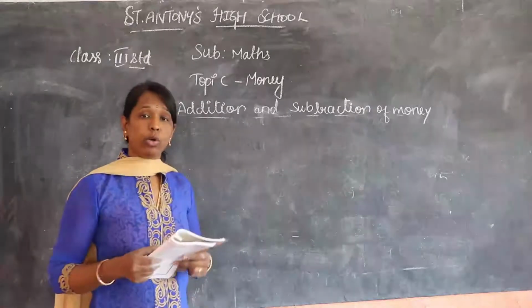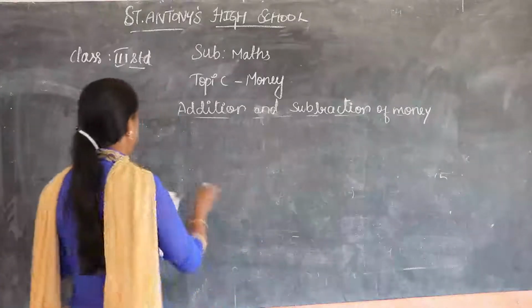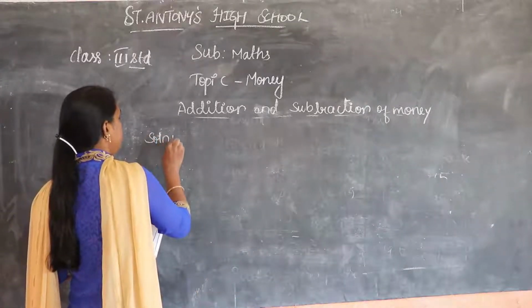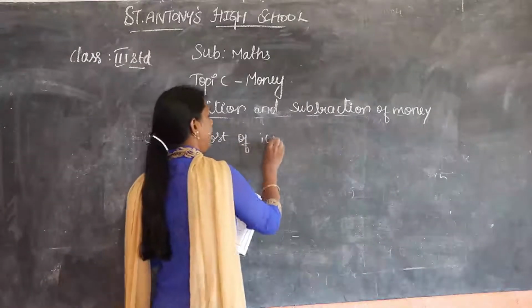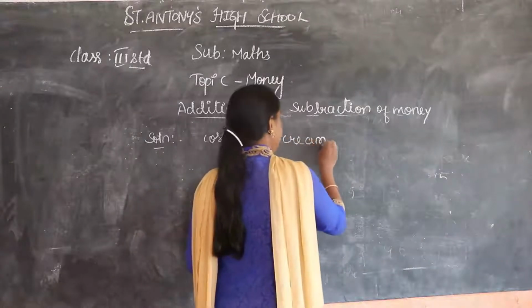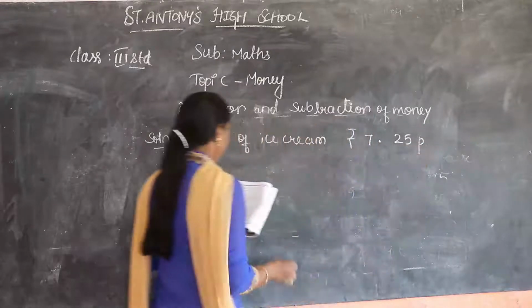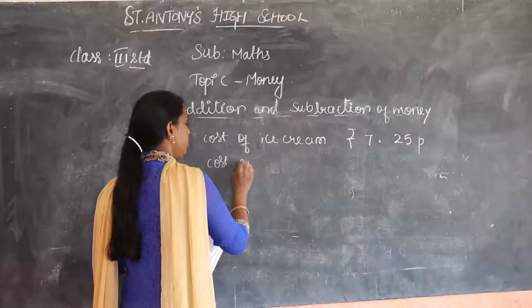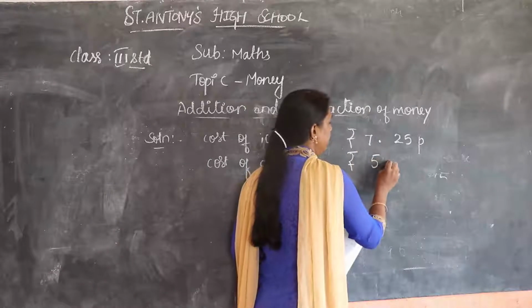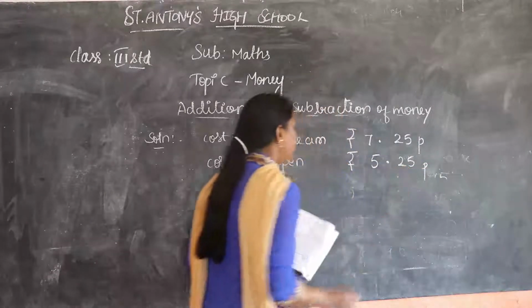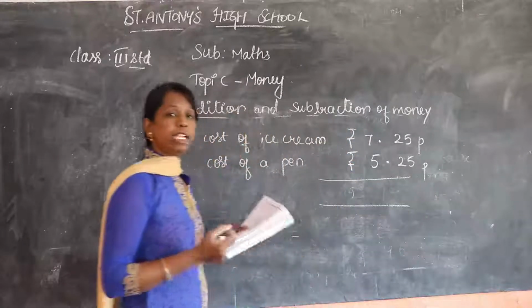So what is the total? Total means we have to add the cost of the ice cream and the cost of the pen. Write down in the left column, solution. Cost of ice cream is rupees 7.25. The cost of a pen is rupees 5.25. What does total mean? We have to add the two. We get the total amount spent by Shekhar.